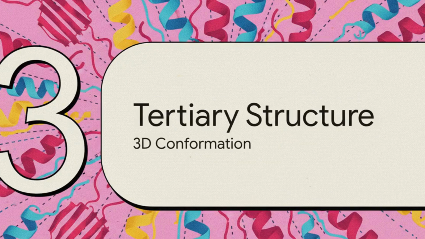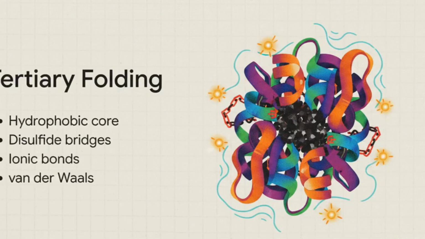Next up is tertiary structure, 3D conformation. At this point, the protein folds out into actual three-dimensional space, driven by a pretty potent cocktail of chemistry. We've got a hydrophobic core actively hiding from cellular fluid, locked together by disulfide bridges, ionic bonds, and van der Waals interactions, packing the whole thing into a highly specific shape.